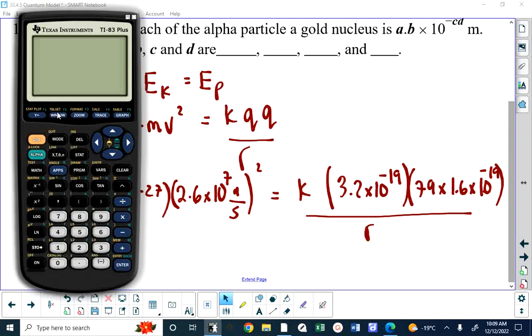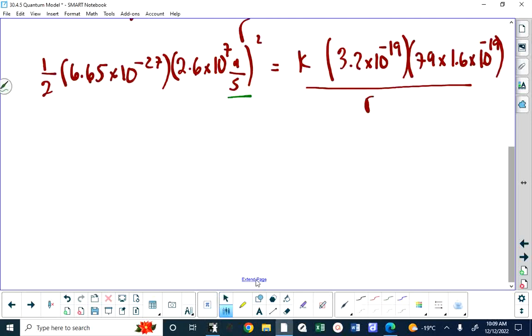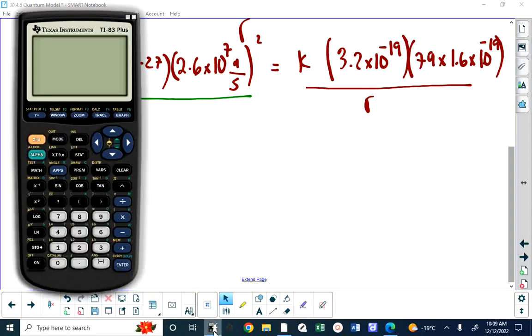When I rearrange this, I'm basically going to cross multiply to move the R on the top of the left side. So if I take KQQ and divide by this energy, I'll get the answer. In other words, I'm going to calculate this energy and divide KQQ by it. So what is the kinetic energy? 0.5 times the mass, 6.65 times 10 to the negative 27 times that speed. Can you just verify that that speed is correct? 2.6 times 10 to the 7.